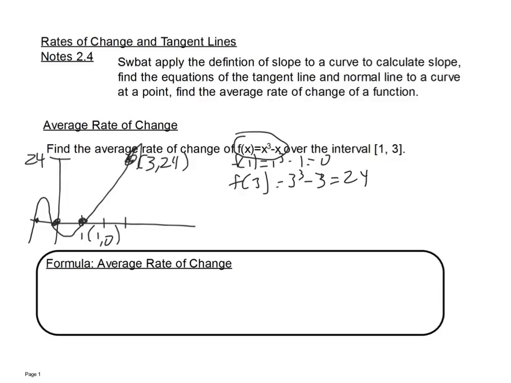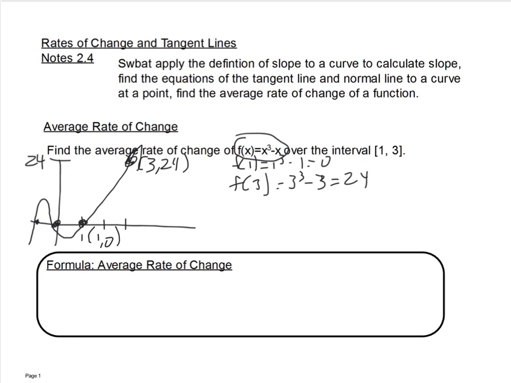And so to find the average rate of change, remember, we're just finding slope. So m = (24 - 0)/(3 - 1). That gives me 8. When all is said and done, my slope is 8. So that's the average rate of change.